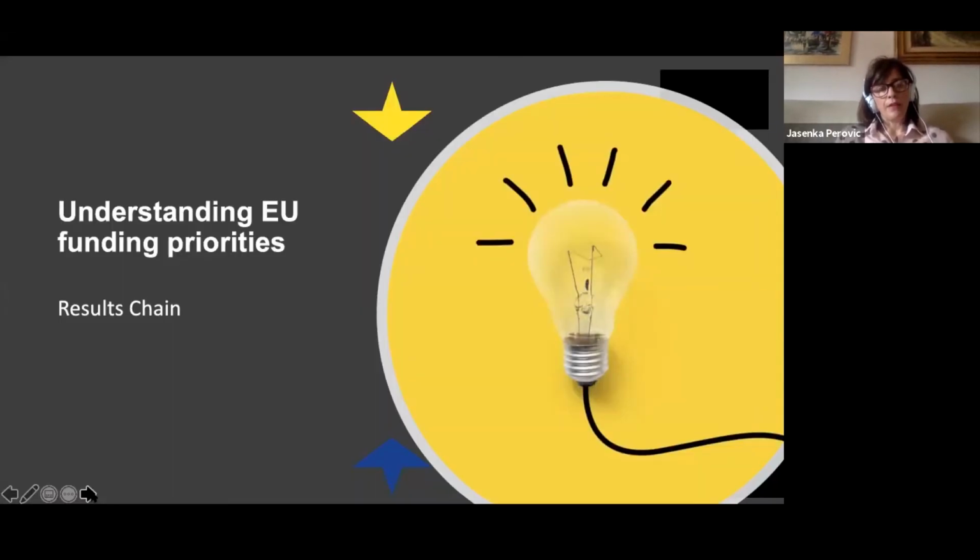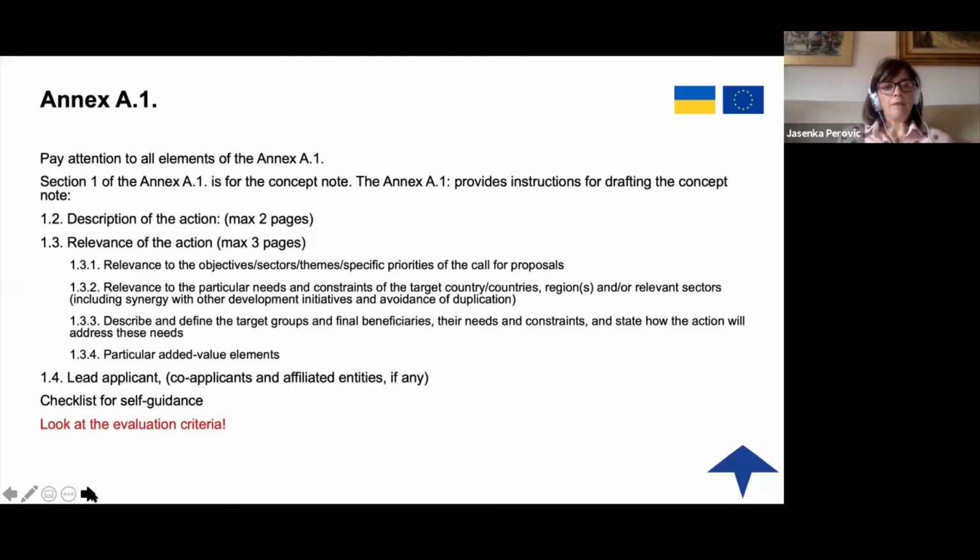The starting point, and I think that the thematic sessions were really helpful yesterday and the day before yesterday, is really for you to understand what the EU funding priorities are. So what is the result chain they want to achieve? Also, as mentioned before, the starting point for you is to really investigate the Annex A1. And I will just switch from the PowerPoint presentation and share this document with you.